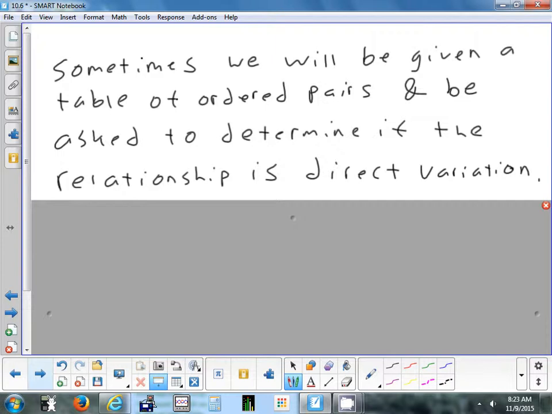All right, next type. Sometimes what they're going to do is give us a table. They'll give us a bunch of ordered pairs, kind of like we had on the test. But instead of asking us if the table is a function, that's what we did before, they're going to ask us a different question about the table. They're going to ask us if the table represents direct variation.